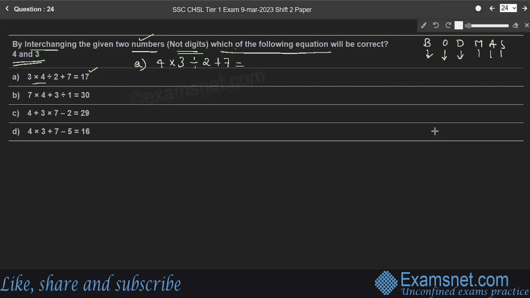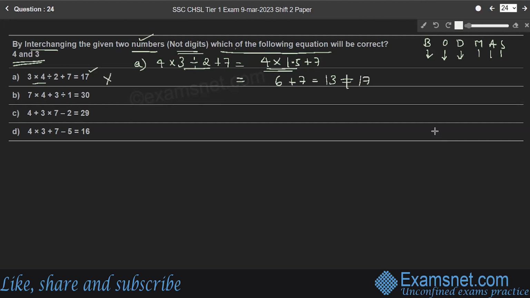So option A becomes 4 into 3 by 2. So we have to go for 3 by 2. It becomes 4 into 1.5 plus 7, right? Go for multiplication after division. So 1.5 into 4 is 6. 6 plus 7 is 13, which is not equal to 17. Therefore, option A is not the answer.